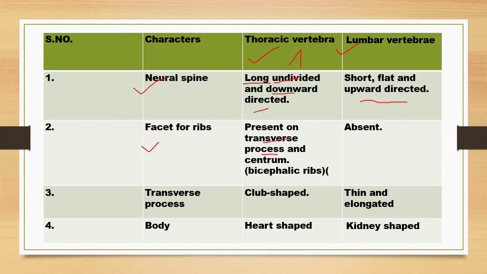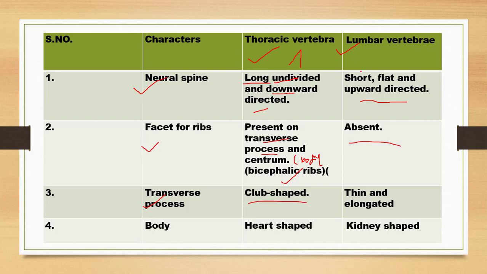The facets for ribs in case of thoracic vertebrae are present on the transverse process and the centrum. Centrum is also called the body. And since there are two facets, that's why the ribs are referred to as bicephalic. While lumbar vertebrae do not have any facets for the ribs.